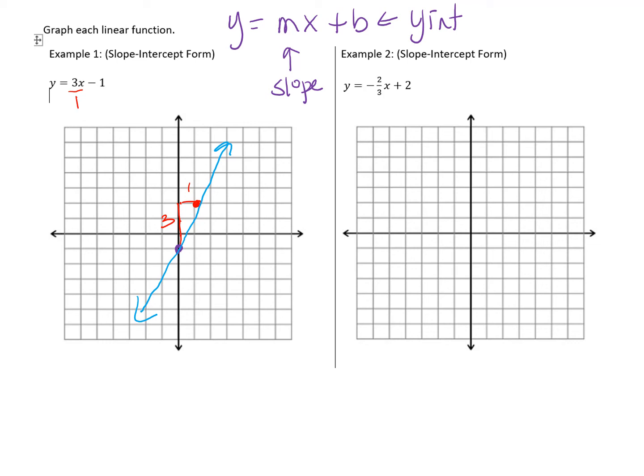Notice your slope is positive and your line is going up the hill. All right, for our second example, our y-intercept this time is a positive 2. So we start there. And this time our slope is negative, and it's already a fraction, so it's negative 2/3. So I'm going to go down 2 and to the right 3 units. And then I can draw my line. Notice the line is going down the hill because we have a negative slope.